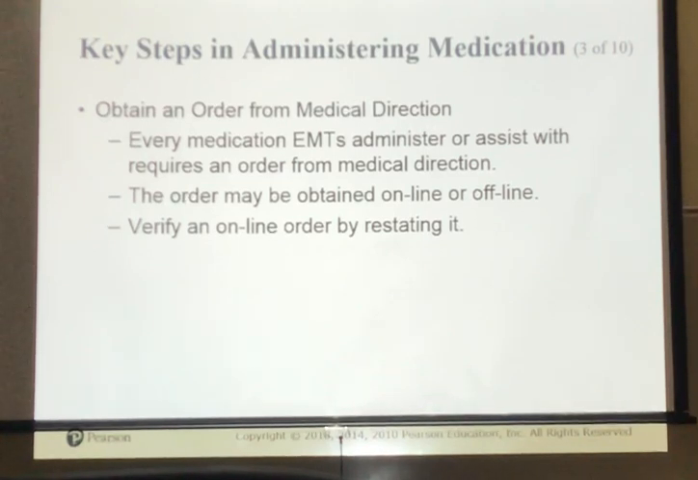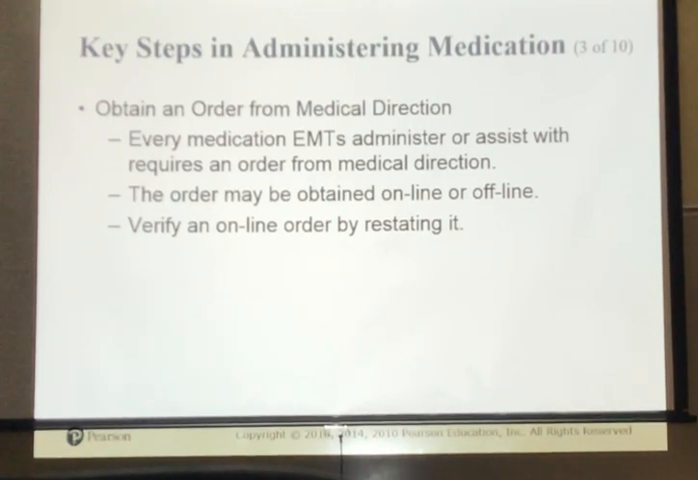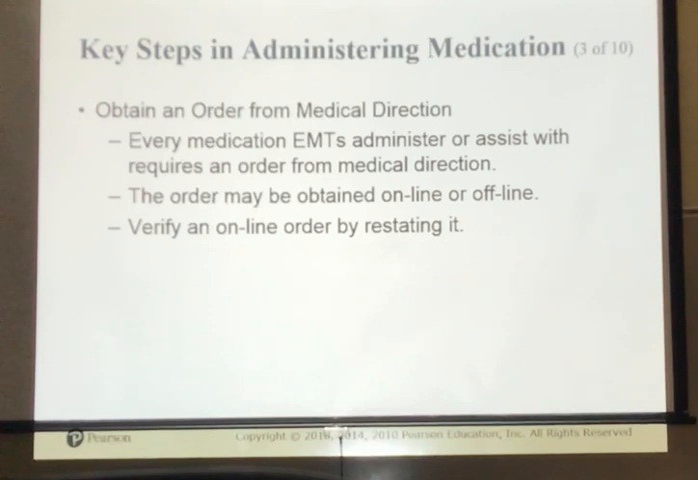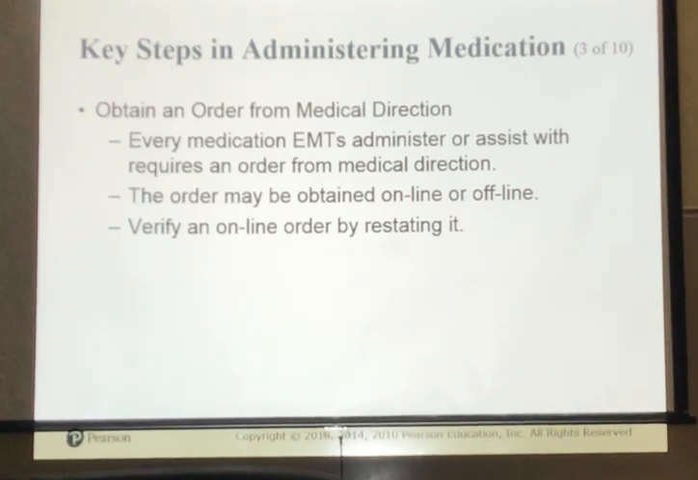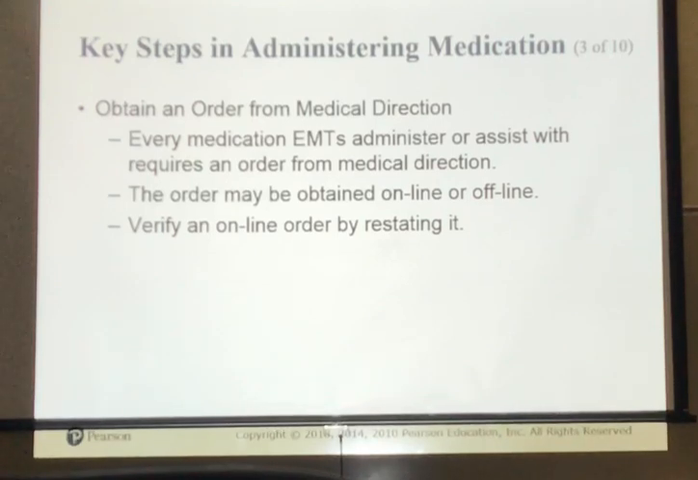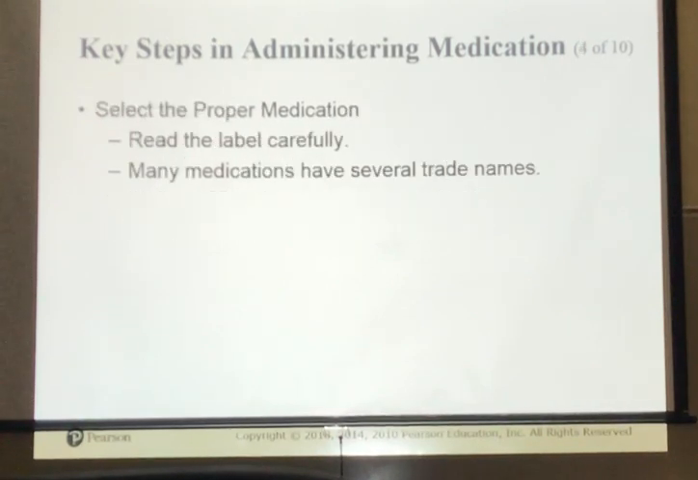It may be necessary for you to make a judgment as to whether the patient can tolerate the administration of the medication. For example, you may have received an online order for the administration of oral glucose. The patient was talking incoherently when you called medical direction for the order. However, their mental status has deteriorated and now they are only responding to painful stimuli. So even though the medication order exists, it's now inappropriate to administer the oral glucose to this patient.